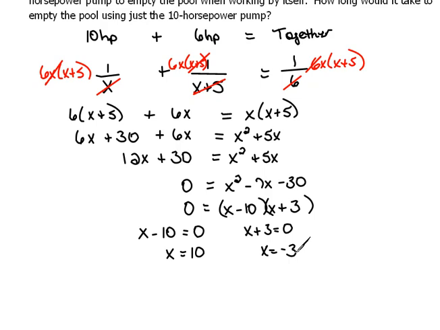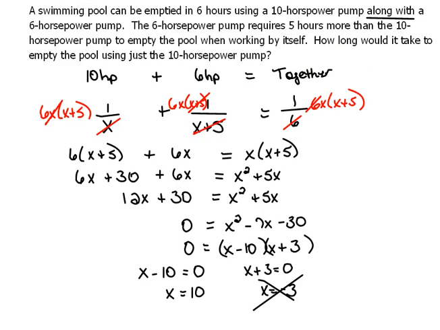Now keeping in mind what we're talking about when we say x here. x is how long it takes the 10 horsepower pump to empty this pool. So it can't empty it in negative 3 hours. It has to empty it in 10 hours. Now let's make sure of what they asked us. How long would it take to empty the pool using just the 10 horsepower pump? So in that case it would be 10 hours. Now if they had asked us for the 6 horsepower pump, we could say that would be 10 plus 5, which would be 15 hours. So make sure you're answering the question that's posed.